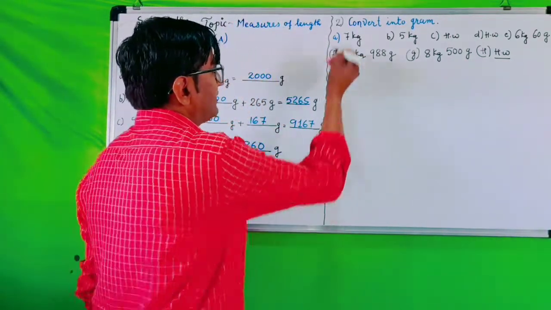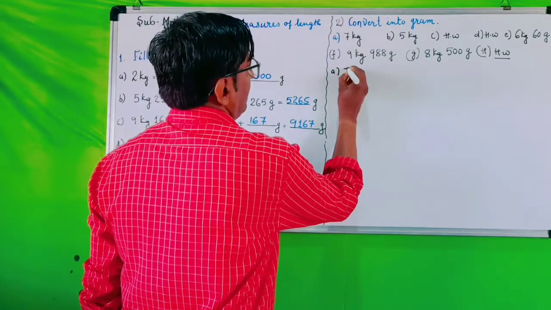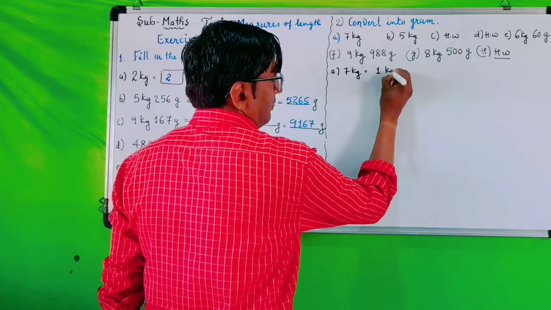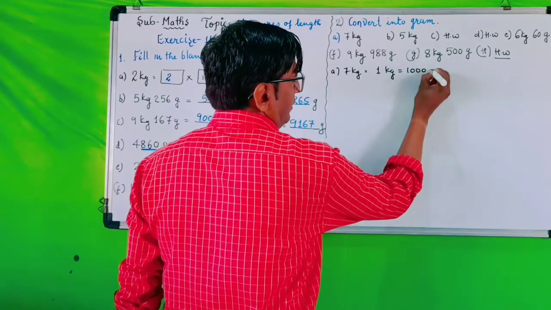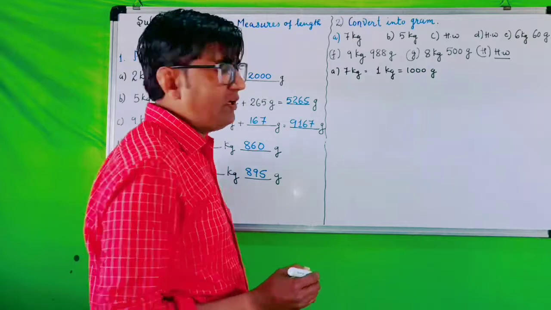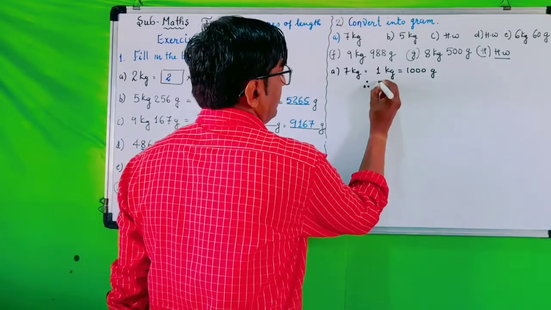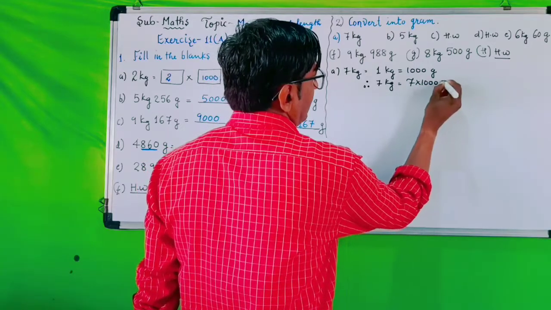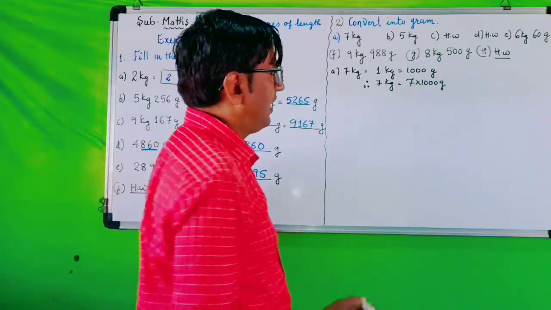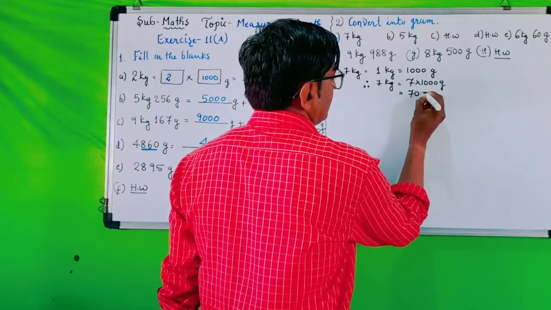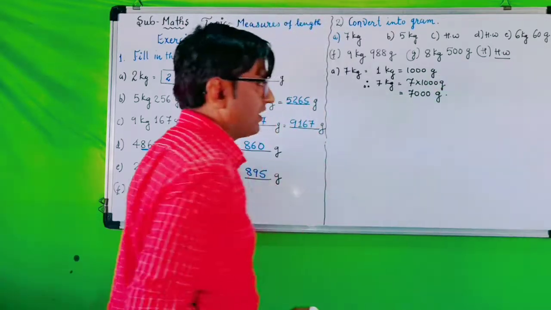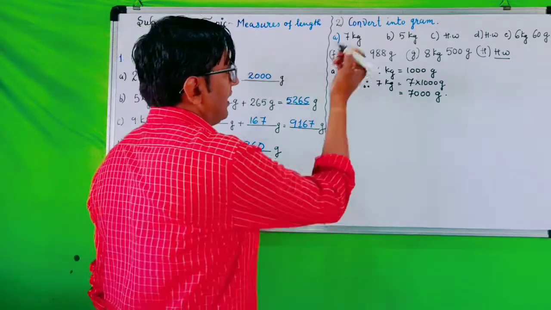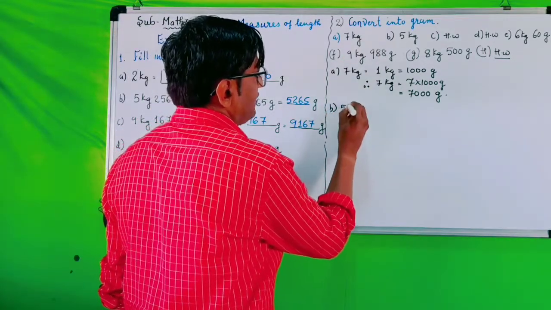So we will solve the exercise, second question. A. 7 kg. First of all, as I told you, what do we have to write? We have to write 1 kg equal to 1000 gram. Therefore, 7 kg equal to 7 into 1000 gram. 7 into 1000 means what will be there? 7000 gram. Okay? Clear children? So the answer of 7 kg in gram is 7000 gram.